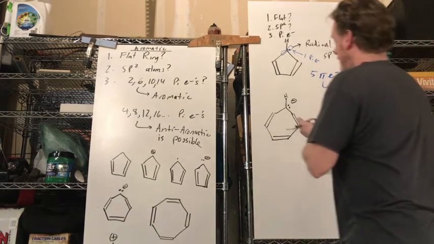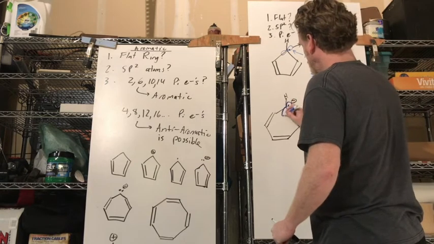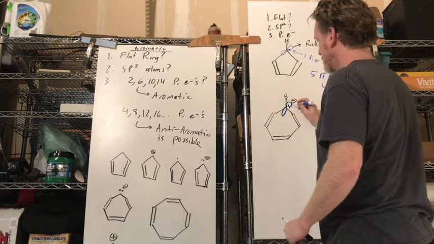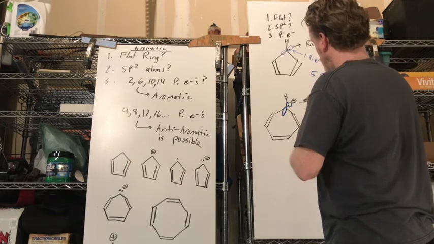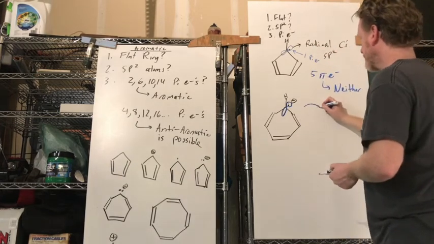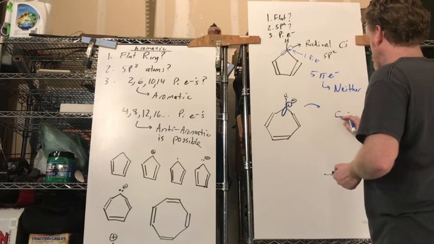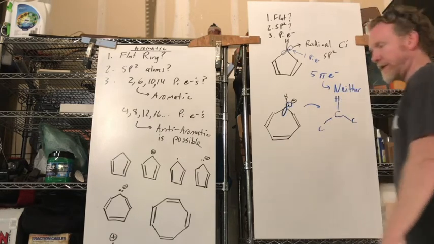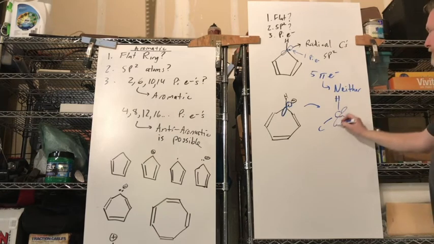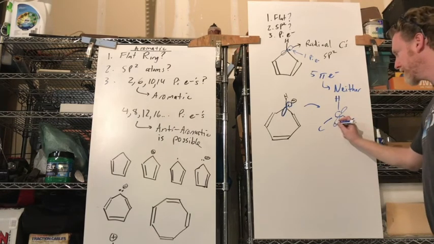Then I have to get my pi electrons, and if I go like that, that's going to be in the pure p orbital, this pair of electrons. Because that carbon right there, if it's sp2, it has a hydrogen up here, a carbon over here, a carbon over there. The lone pair would have to go into the p orbital. That's the only spot for it.